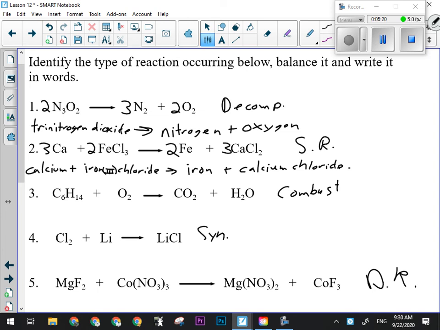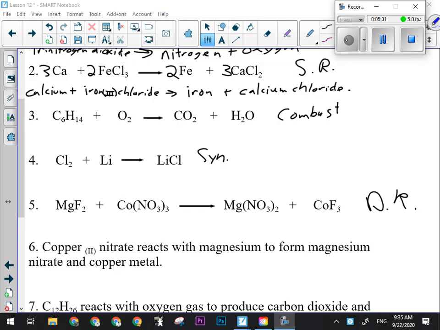How many people have done number 3? Okay, I'll give you a couple more minutes to get 3 and 4 done before we look at those. This stuff is actually called, and you'll learn this is one of the first things you learn in Chem 20, this stuff is called hexane.